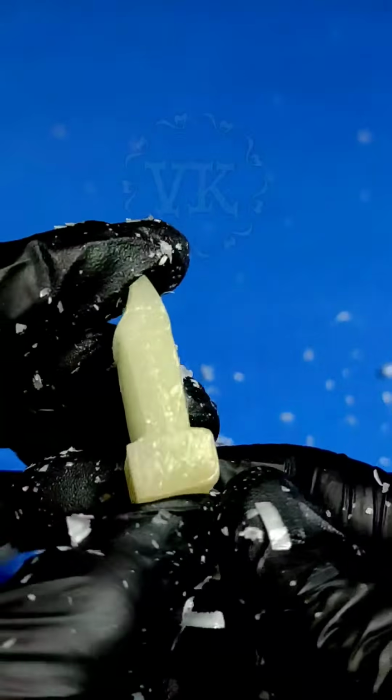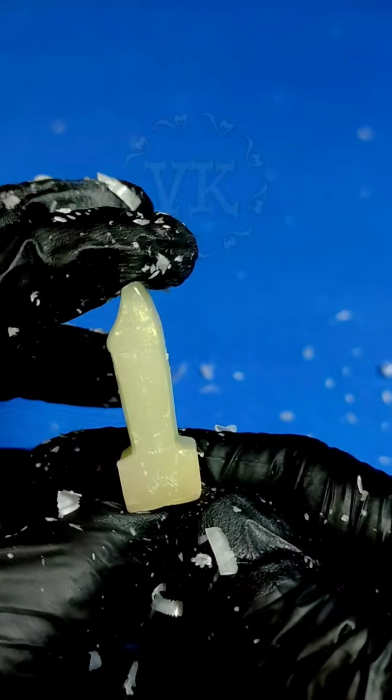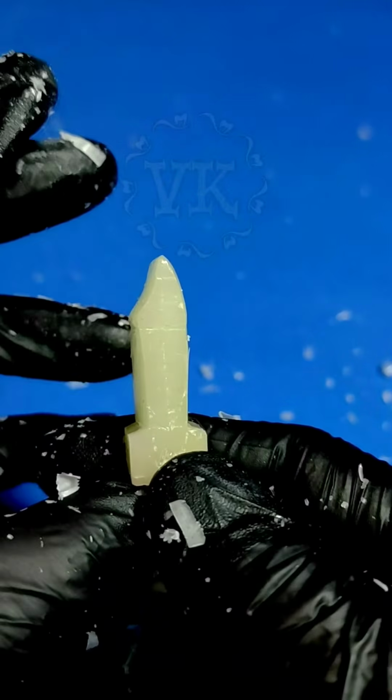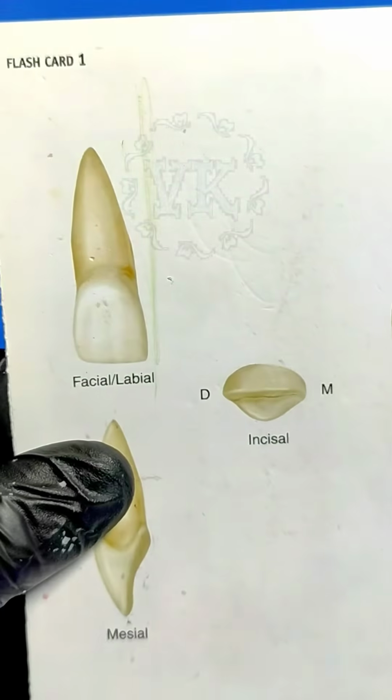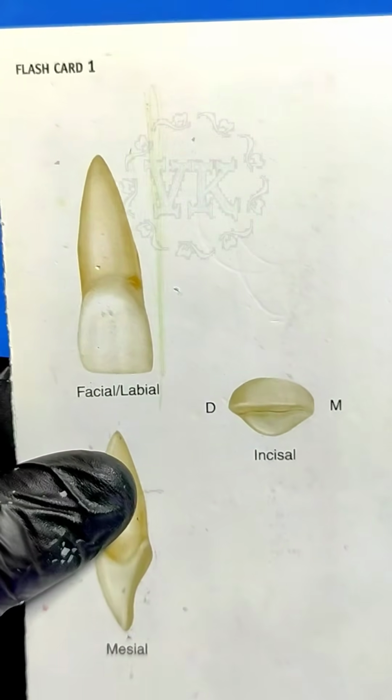So the outline is now perfectly transferred from one side to another side. You can see the tooth looks symmetrical from both sides. Now we are going to mark the labial outline. Something that you have to refresh about the labial outline.